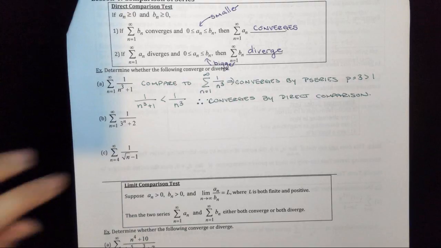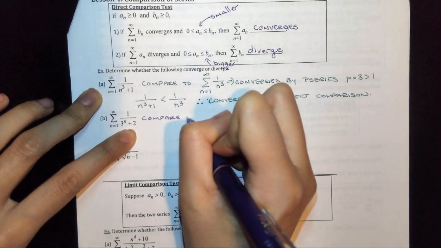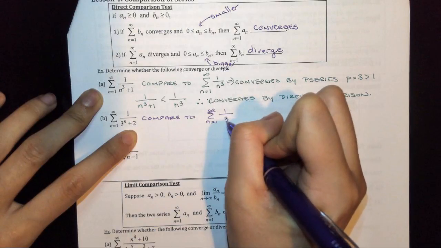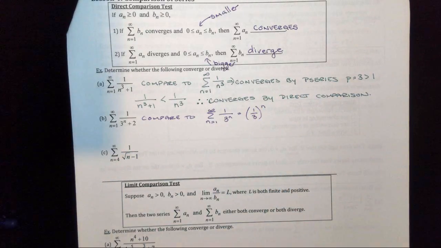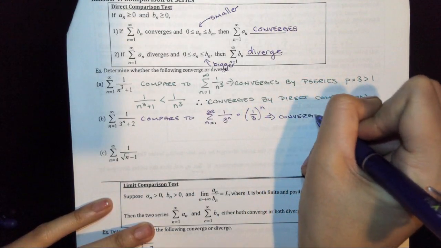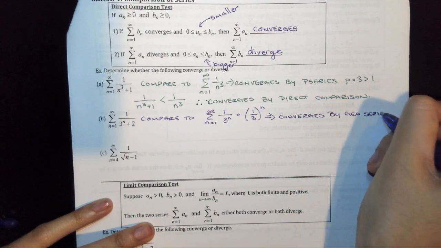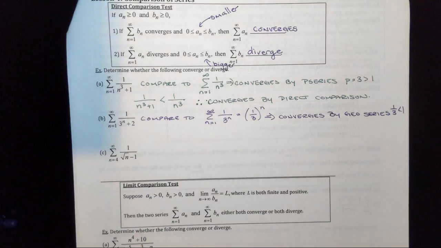Let's try the next one. So this one I'm going to compare to 1 over 3 to the n, which is the same thing as 1/3 to the nth power. Now 1/3 to the nth power, you should know, converges by geometric series, right? Because your r value is 1/3, which is less than 1 for a geometric series.